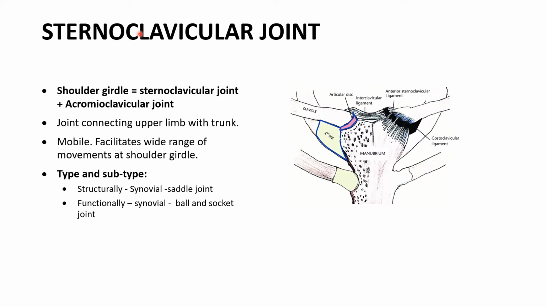Coming to the sternoclavicular joint, it is the joint that connects the upper limb with the trunk, and it is a very mobile joint and facilitates a wide range of movements at the shoulder girdle. Structurally, it is a saddle type of synovial joint, but functionally, it is a ball and socket type of synovial joint. Let us see this picture.